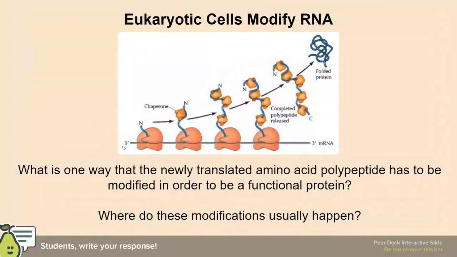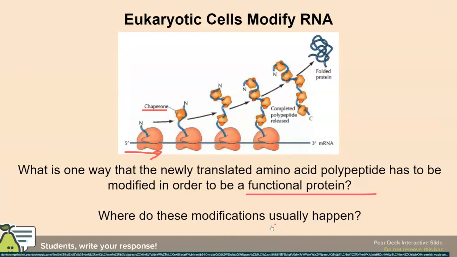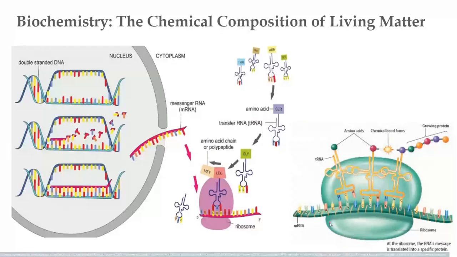All right, here we can see the beads on a chain example of the ribosomes moving in the 5' to 3' direction. We can see multiple of them translating at the same time. As it's being translated, it starts to fold up, sometimes with the help of a chaperone protein. But to be a functional protein, these modifications, folding is usually going to happen in the endoplasmic reticulum. Chemical modifications are usually going to happen in the Golgi apparatus.